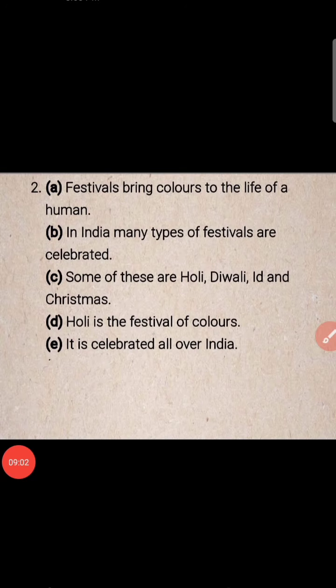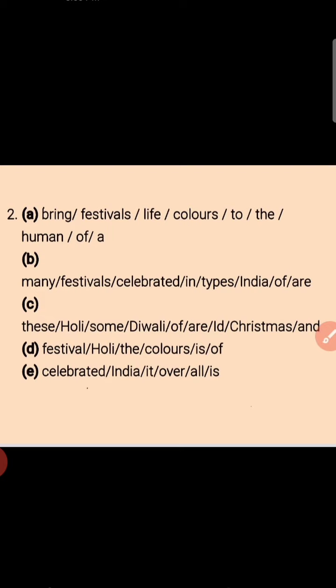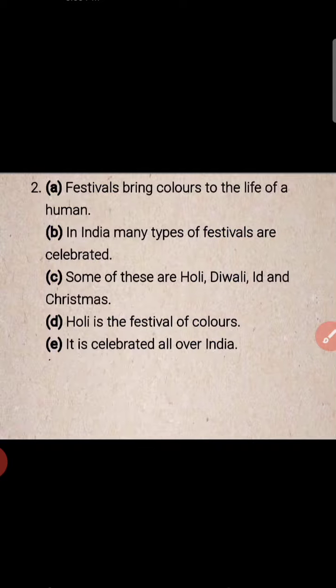So the first answer is: festivals bring colors to the life of a human. This is the complete sentence. Okay. Now next, many festivals celebrated in types India of are. I think it is quite clear to you. The answer is: in India, many types of festivals are celebrated.